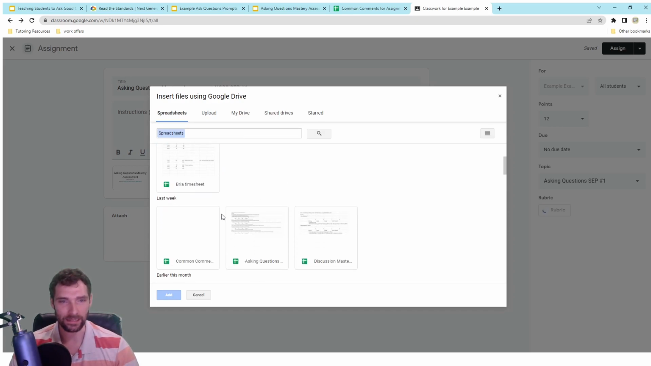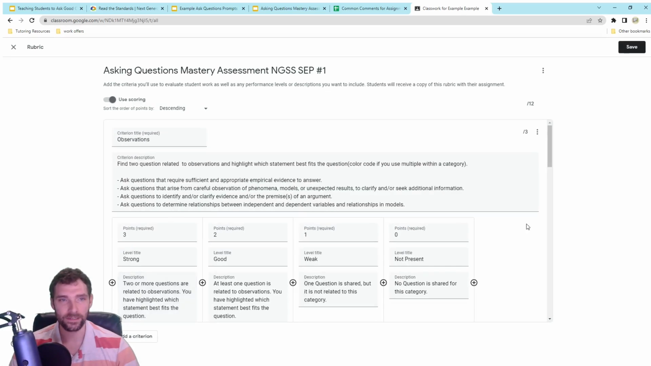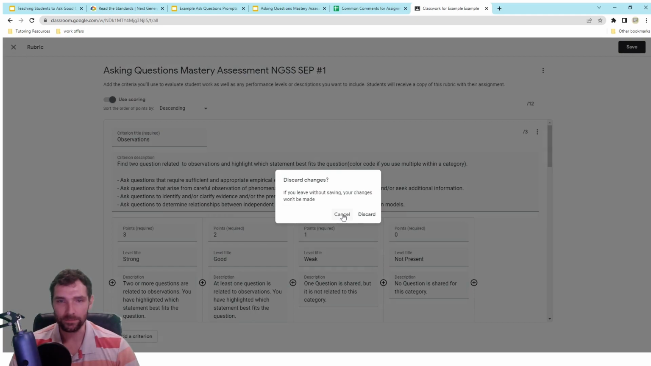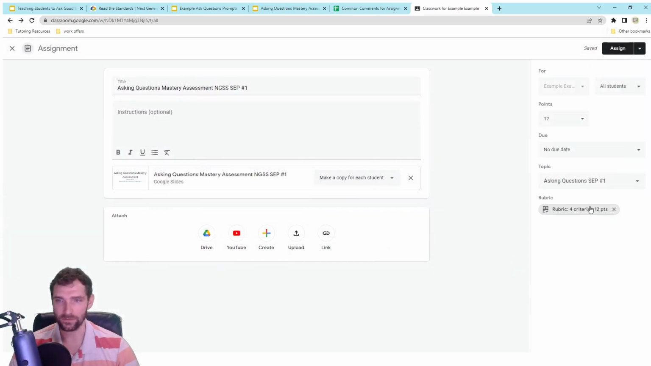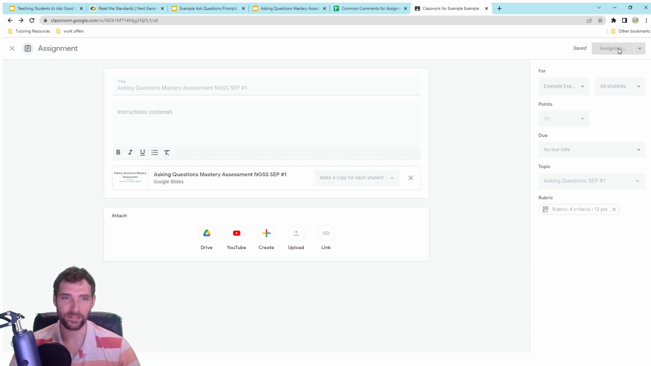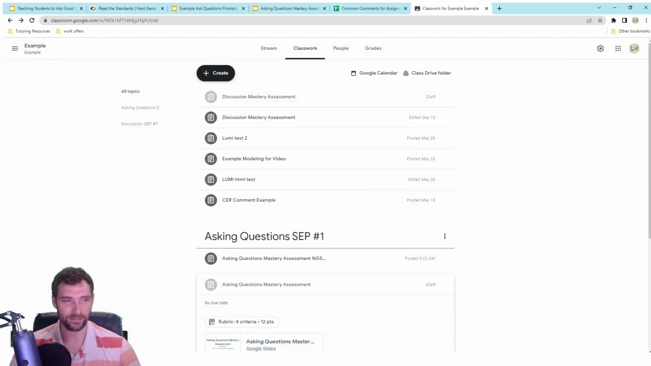So I think I already have this here. So you can just import that like that. And that should get saved. And you've got your rubric in there. Nice and easy. And then when you've actually got this in here, it's very, very nice for actually grading it. But that's all you need to do to actually make it.